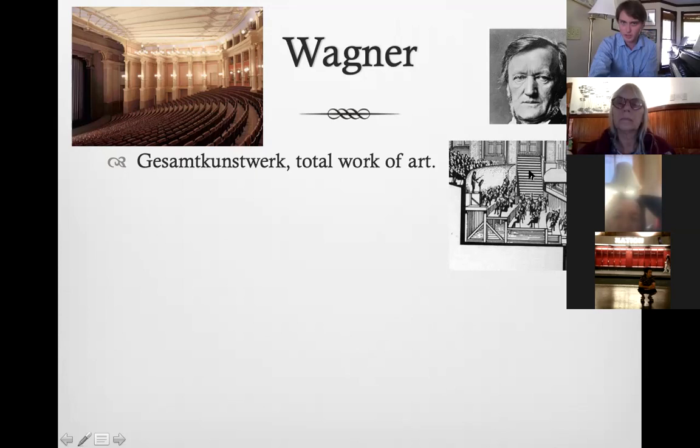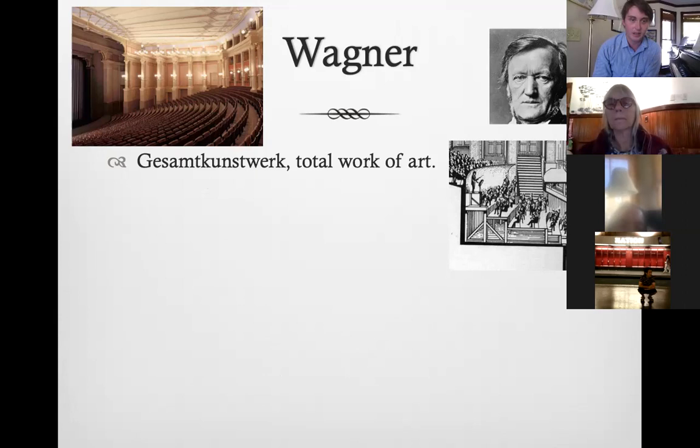Basically, no one in the audience would be able to see the orchestra at the Bayreuth House, and that was in order to make it so the audience wasn't distracted by anything. So the idea was that you should focus just on the action on the stage, which I know can be difficult when it's a five-hour opera, but that's Wagner.